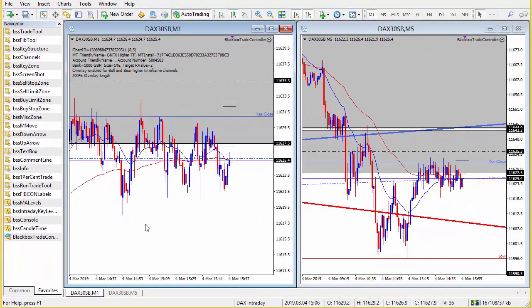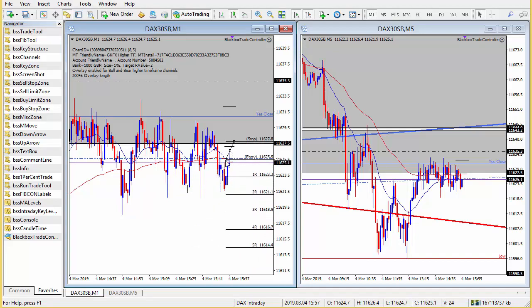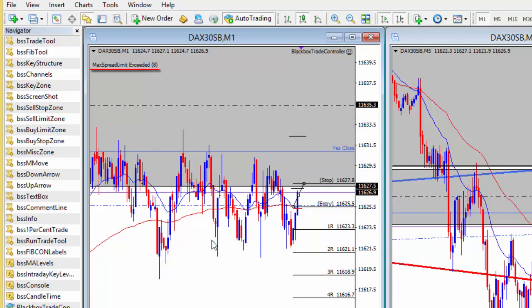Since the current spread is 0.8, if we try to enter a trade using the trade tool, it will be blocked. And a message is displayed in the top corner of the chart to inform the user that the maximum spread limit has been exceeded.